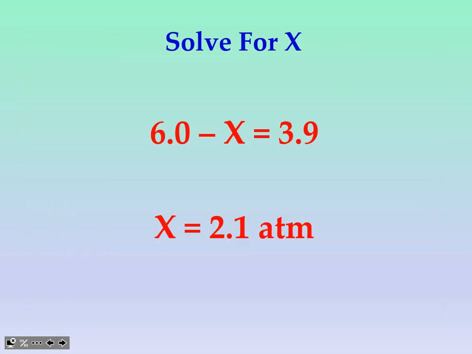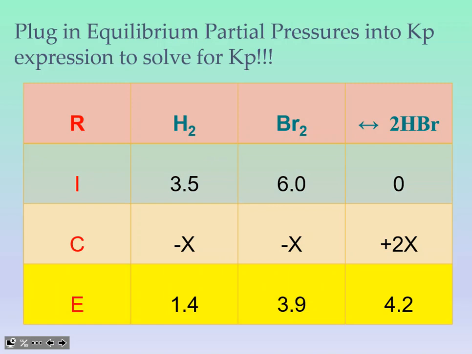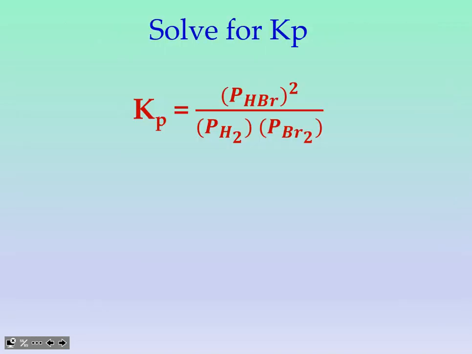6 minus x equals 3.9. So x is 2.1. All right, so we figured that out. Now we plug it in to get our equilibrium concentrations. Yay, got those. Now we can plug them into Kp.